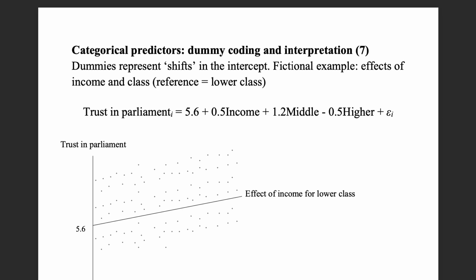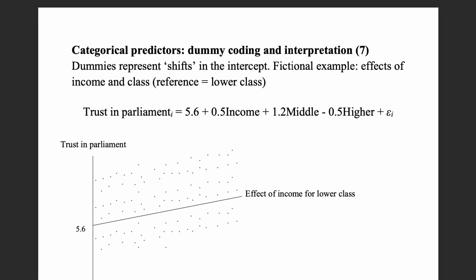So let's assume this regression line that I plotted now would show the income effect for the lower class people, because that's the reference category. So for that category, we can even forget about middle class and higher class. We can only look at the effect of income, because for the reference category, the middle class dummy takes the value 0.